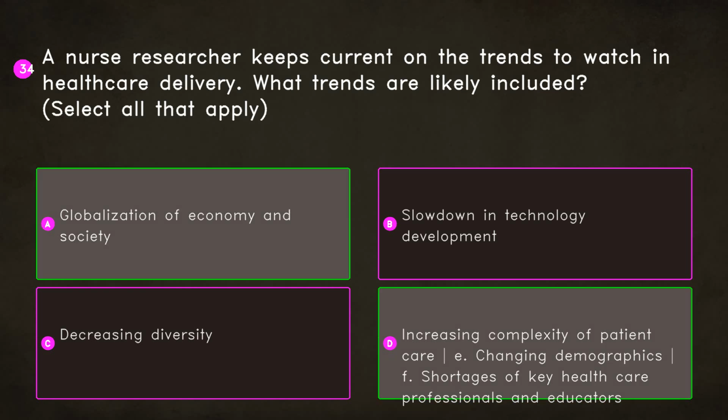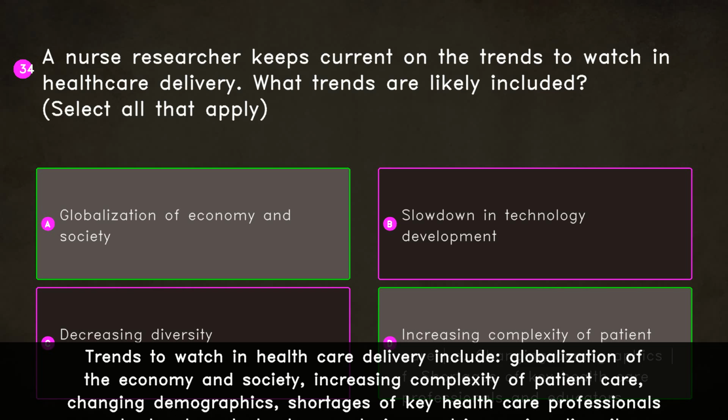The correct answer is globalization of economy and society and increasing complexity of patient care. E. Changing demographics. F. Shortages of key healthcare professionals and educators. Trends to watch in healthcare delivery include globalization of the economy and society, increasing complexity of patient care, changing demographics, shortages of key healthcare professionals and educators, technology explosion, and increasing diversity.